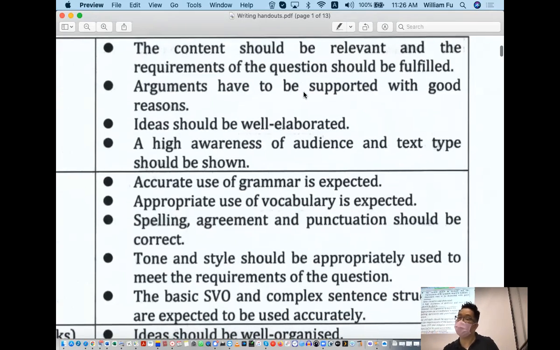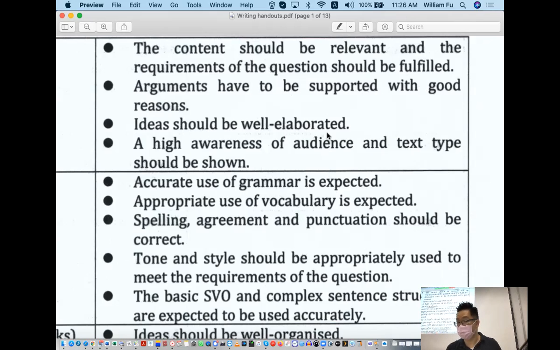And then arguments have to be supported with good reasons. Now what does it mean? If I ask, say, Cecilia in the past, why do you like that K-pop group? And then her answer would be, because I like them. And that's not a good reason. You need to give a really good reason why you support them, not just saying, oh yeah, it's good. Why? Tell me why. For example, there are so many middle-aged women in Hong Kong who suddenly like Mira. Why? So give me the reasons.